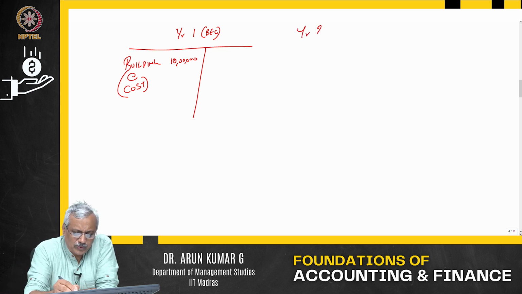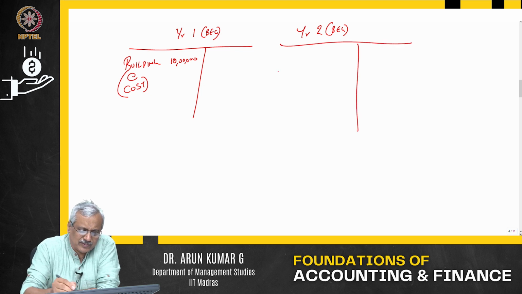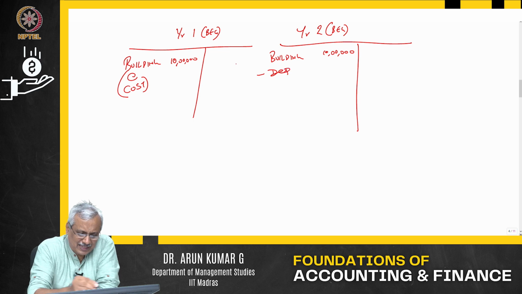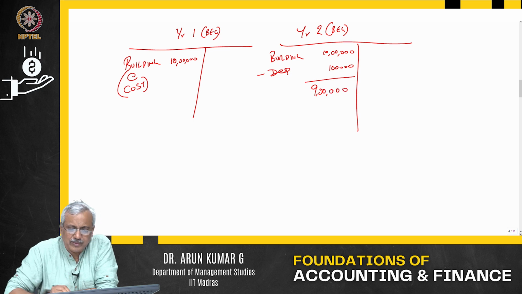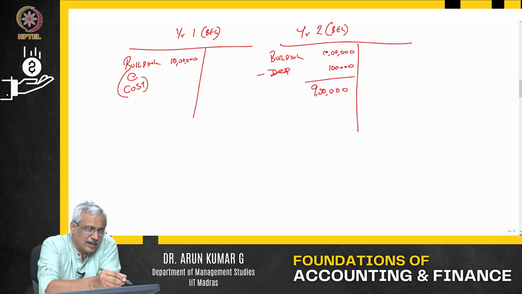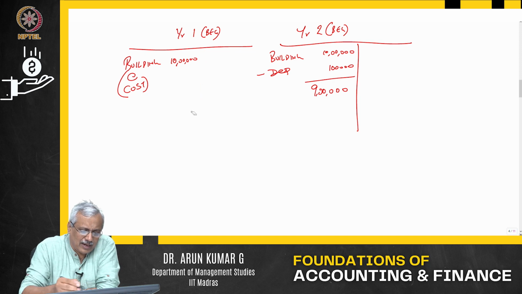Beginning of year 2, what will be the balance sheet? The balance sheet will look like building 10 lakhs at cost minus depreciation for the first year, between the first year 1st of January and the next year 1st of January. Let us say depreciation is 1 lakh, and then let us say 9 lakhs is the value of the building.